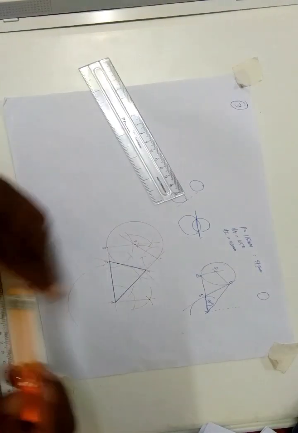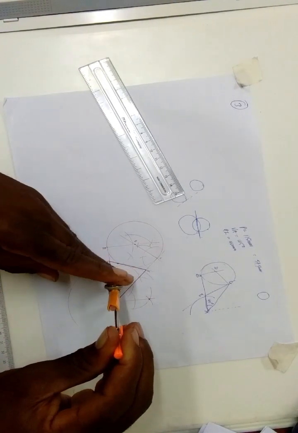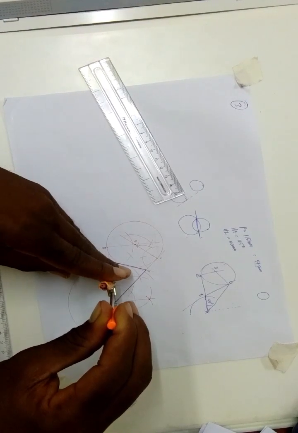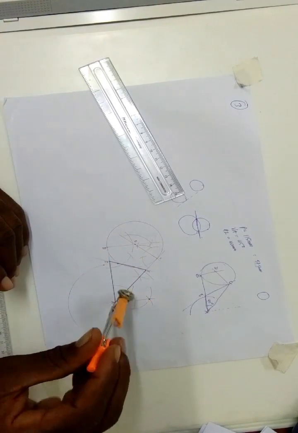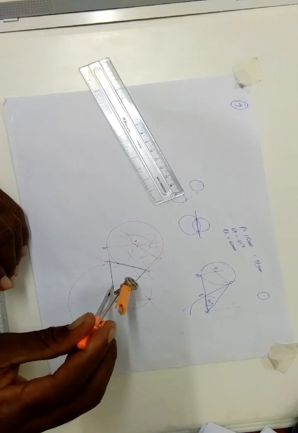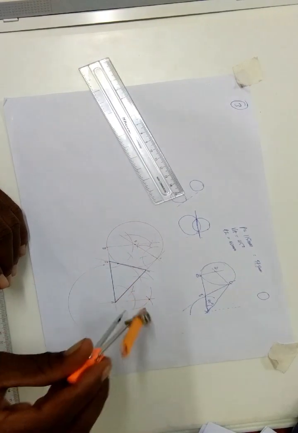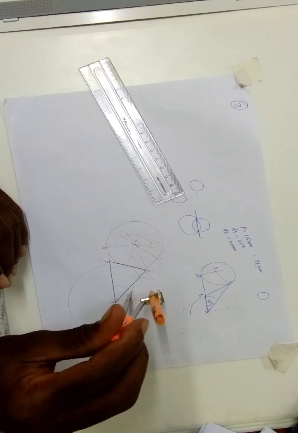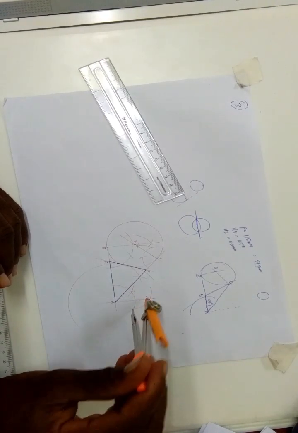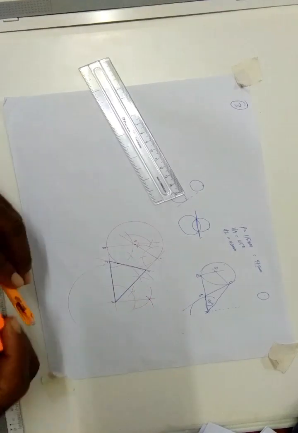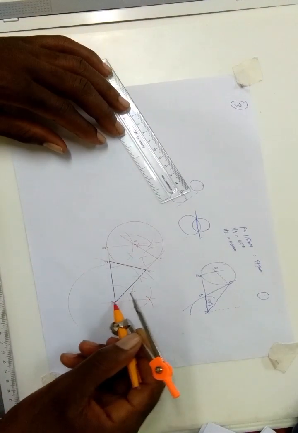The first thing we do is pick any radius. Remember? Pick any radius. In this case, we picked this one. We make an arc there. We stand from here. We make an arc right there. And we stand from here and make another arc there. Standing from here, we make an arc there. Then this is our 90 degrees.